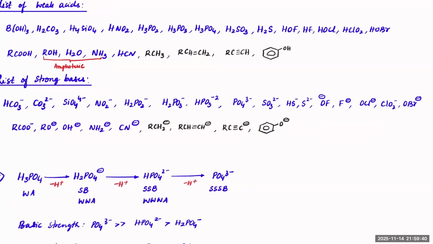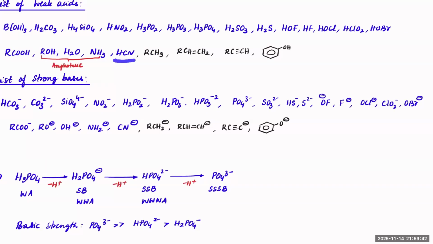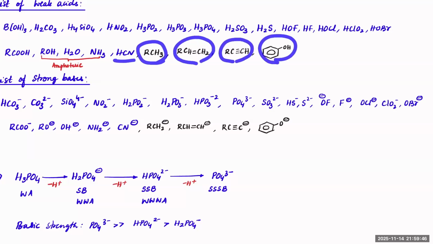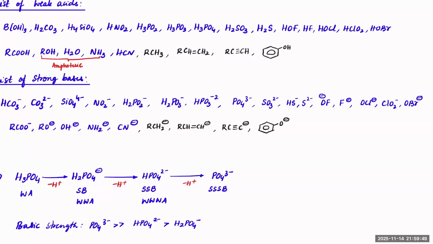Next, HCN. HCN is also a very weak acid. Alkanes, alkenes, alkynes, and phenols, all of them can be considered as weak acids. They're all very weak acids, but irrespective of how weak, they can always be treated as weak acids.